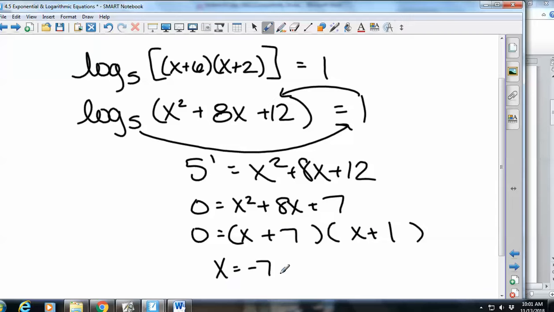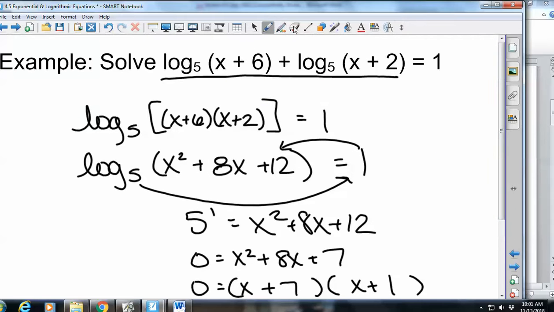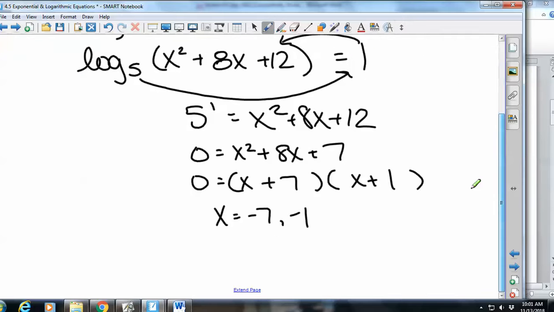We get -7 and -1. We plug them in. X plus 6 and x plus 2 have to both be positive. Can you do -7 plus 6 and get a positive? Absolutely not. Alright, what if you did -1 plus 6, and -1 plus 2? Okay. So -1 is our only answer.